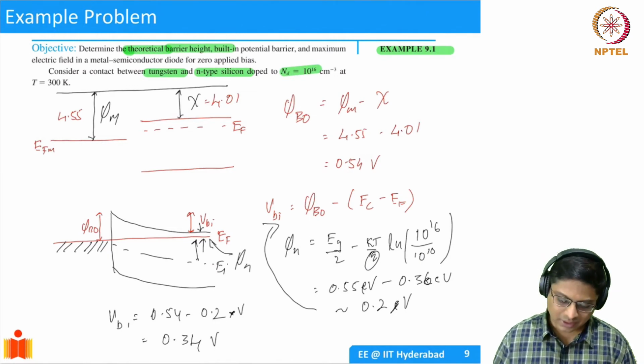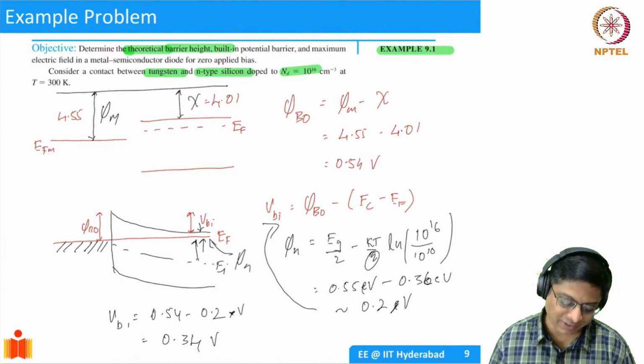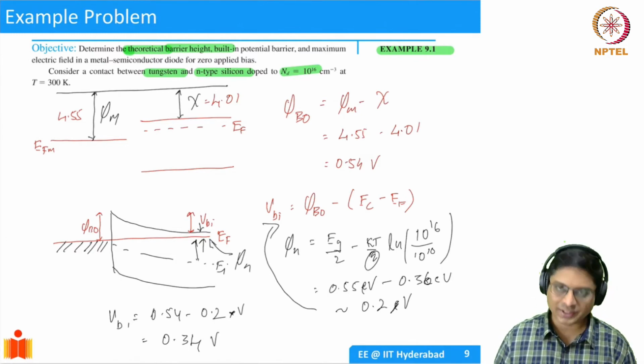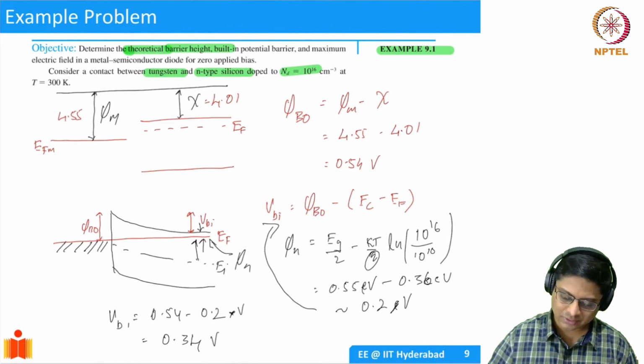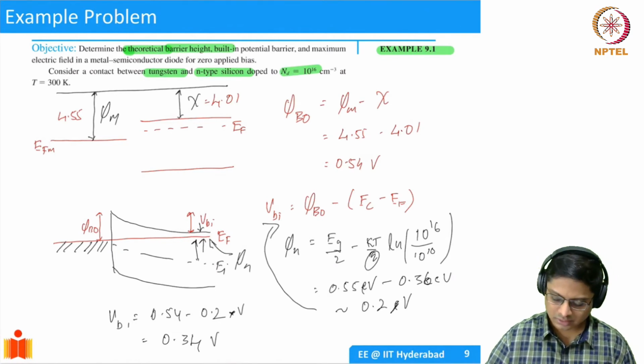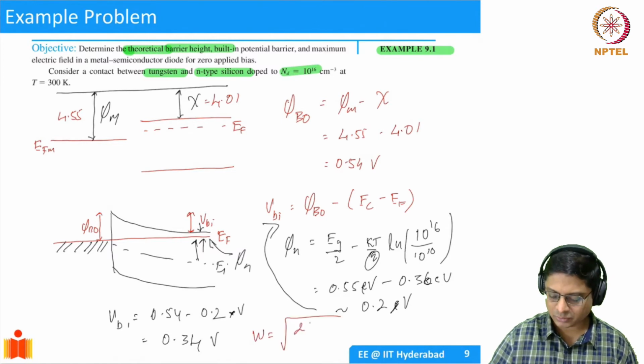Okay, I mean it's easily possible that there's a small algebraic mistake, or the numbers will be close enough, I think. Okay, and then you're also asked to calculate what is the maximum electric field. Well, if you want to calculate electric field, you need to know the width of the depletion region. The width of the depletion was the square root of 2 epsilon silicon divided by q ND times VBI.